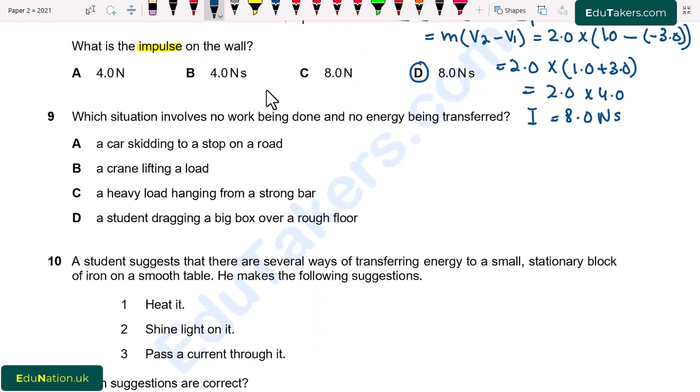Next part, question number 9. Which situation involves no work being done and no energy being transferred? A. A car skidding to a stop on the road. So there is a large amount of energy transfer. B. A crane lifting a load. So it requires a large amount of energy to lift a load. C. A heavy load hanging from a strong bar. D. A student dragging a big box over a rough floor. So in order to drag a big box, we require work.